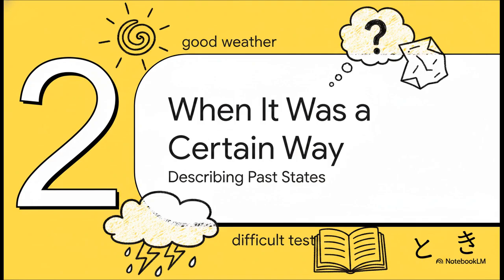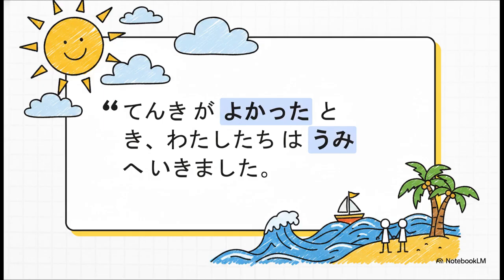All right, so doing things is one thing, but sometimes the when isn't an action. It's more about setting the scene. You know, like when the weather was good, or when I was busy. This is where adjectives come in, and luckily, toki handles them perfectly. In this sentence, you can see the context comes from a state of being, not an action. Tenki ga yokatta toki just means when the weather was good. Yokatta is the past tense of the i adjective yoi, which means good. So that good weather created the perfect opportunity for the action that came next. Watashi tachi wa umi e ikimashita. We went to the sea. The good weather was the when.